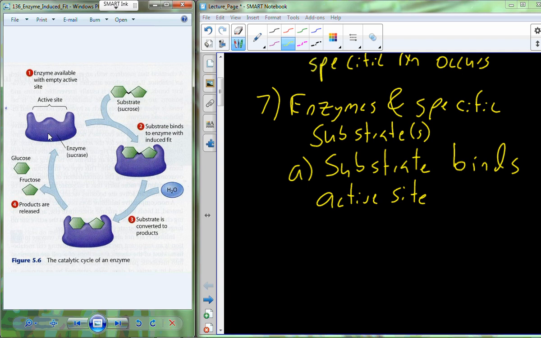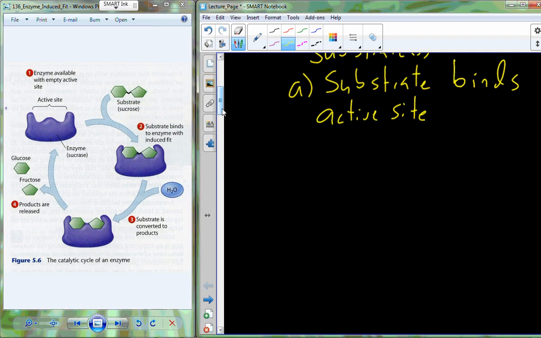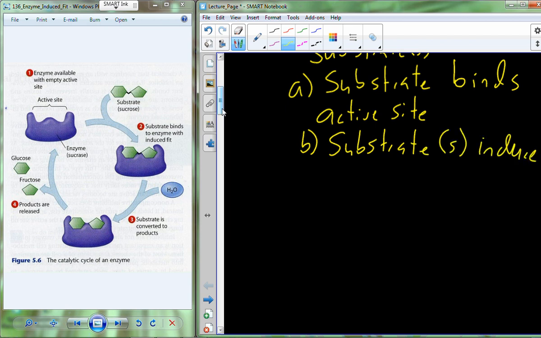So the substrate binds the active site. And when the substrate binds the active site, the enzyme is caused to go through a conformational change. The protein's shape changes. So the substrate is said to induce the final enzyme form. Again, that's called the induced fit model.